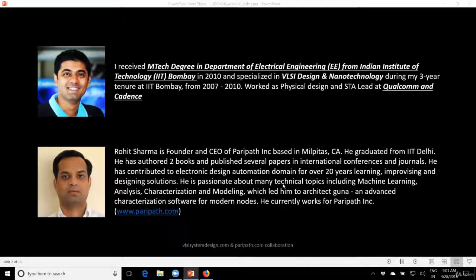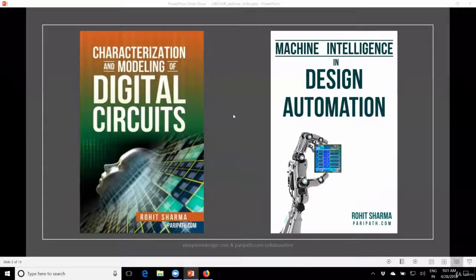Part 1 of this particular course was completely based on his book that he had released sometime 2 to 3 years back. These are the 2 books that we are talking about. The library characterization and modeling part 1 course is completely based out of this book authored by Rohit, and this is the second book that he released a few weeks back. We did an entire webinar on machine intelligence in design automation last week. That's pretty much the introduction.